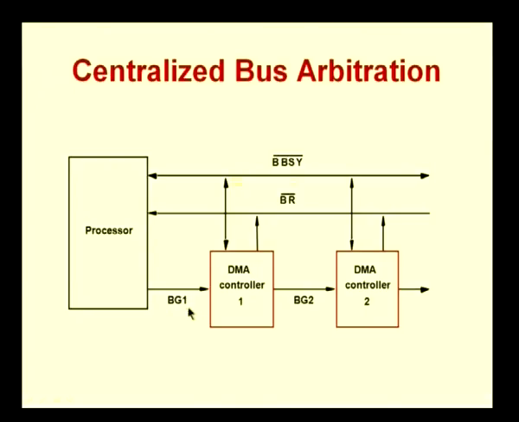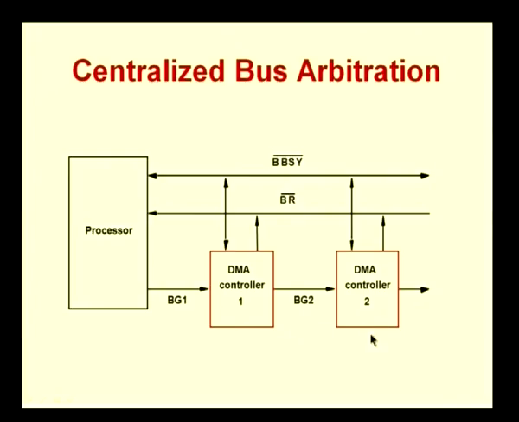You can see that there is a BG1 signal coming out as the bus grant from the processor, and this is given to DMA controller 1. Now, if DMA controller 1 wants to use the bus, it uses the BG1 signal and takes control of the bus. Otherwise, it will pass on the grant to the next DMA controller. This passing of the bus grant signal from one controller to another is very similar to the daisy chaining technique that we saw for interrupts. So, it is a similar mechanism, a daisy chaining of the bus grant signals.